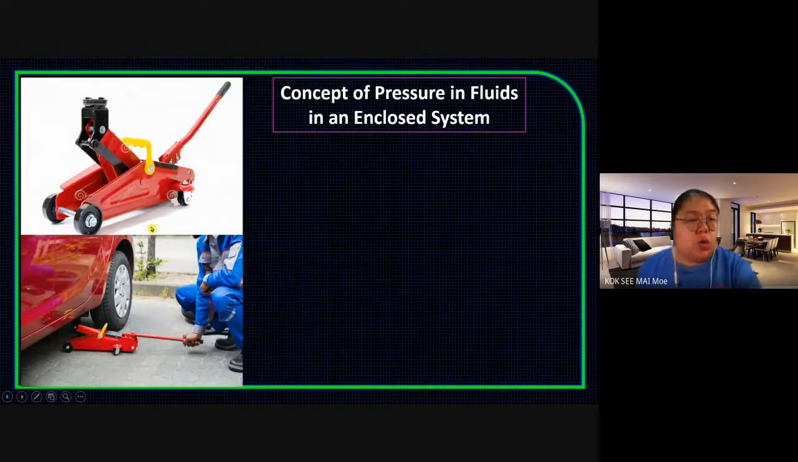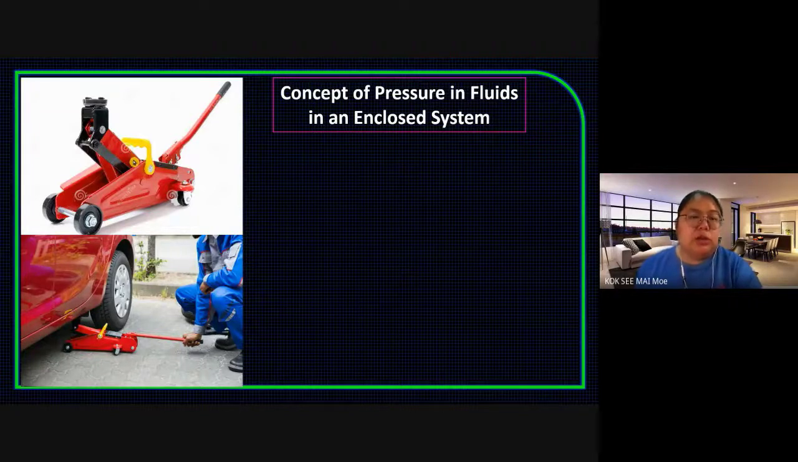Actually, everybody knows. You go to a workshop, sure you can see this hydraulic jack that can lift the car. After that, the car is lifted up and you can change the tire or do something. This hydraulic jack uses the concept of the enclosed system. That means inside there is no air bubble. Inside there is liquid.